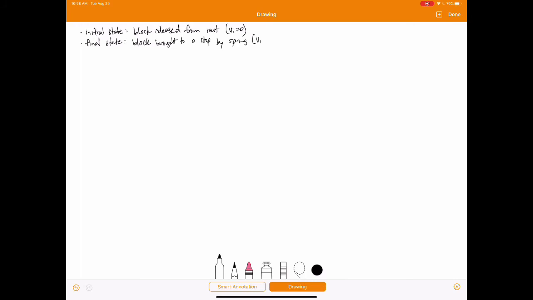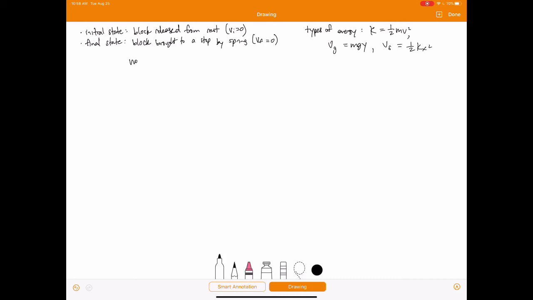Which means the final speed will also be 0. Okay, let's think about what types of energy we're dealing with. So we have kinetic. Because we have a block falling down, it has some kinetic energy, 1/2 mv squared. We have gravitational potential, mgy. We also have spring potential energy, 1/2 kx squared.